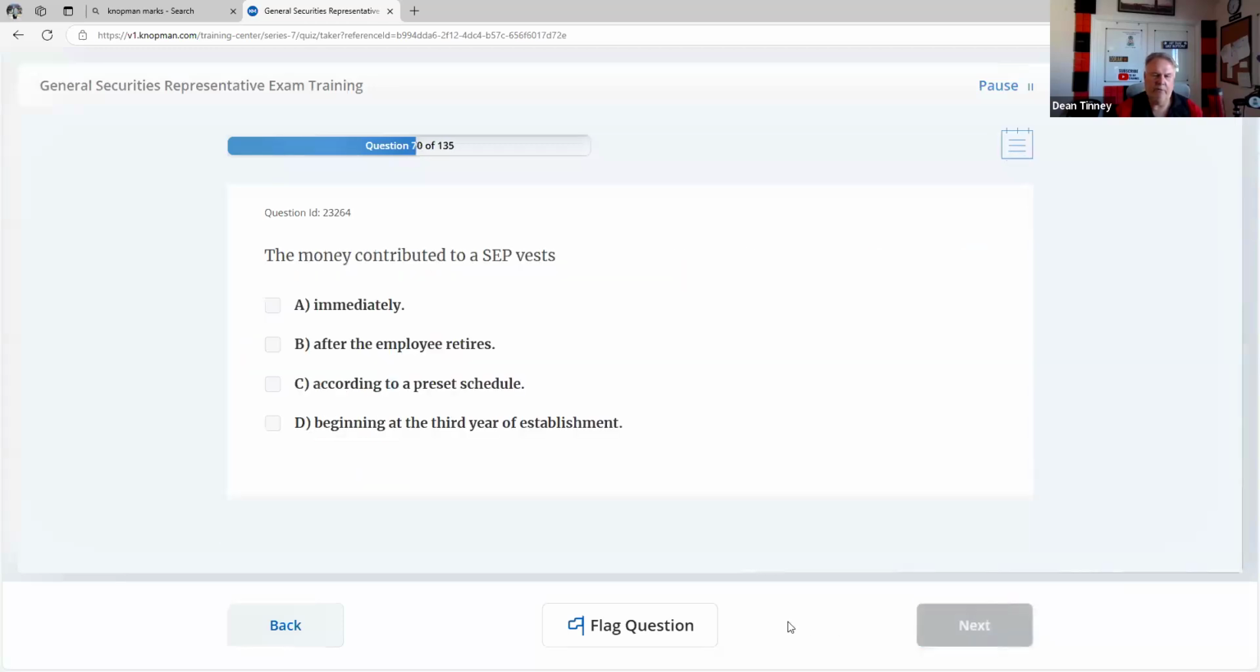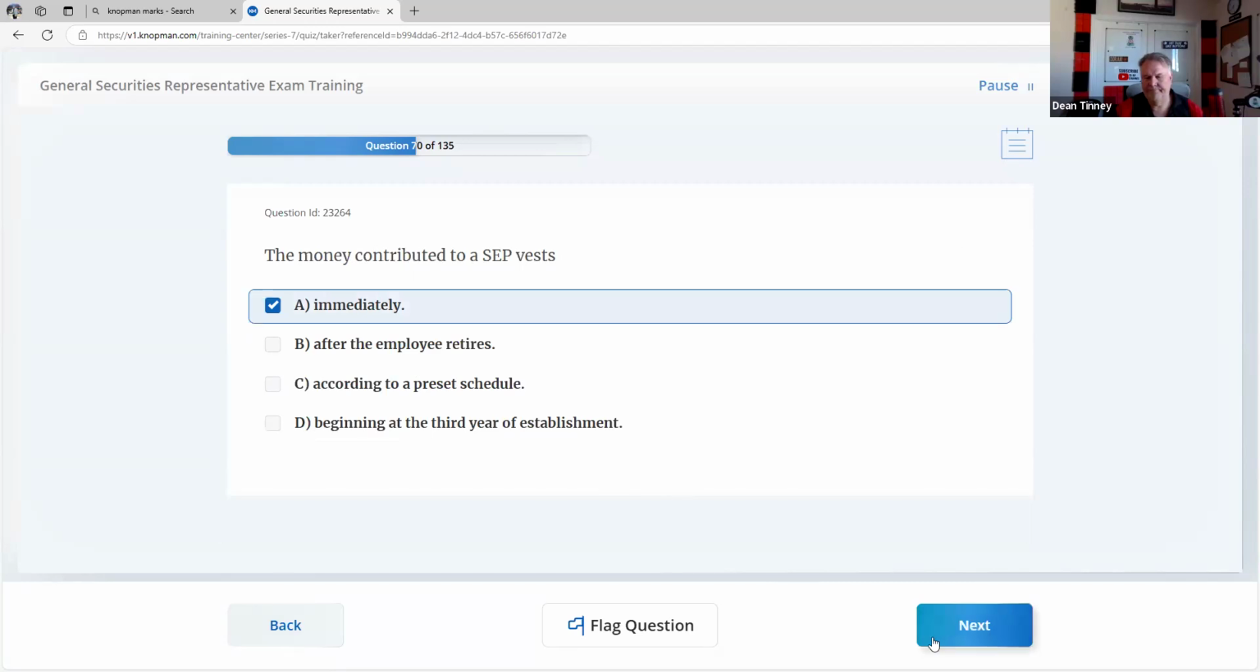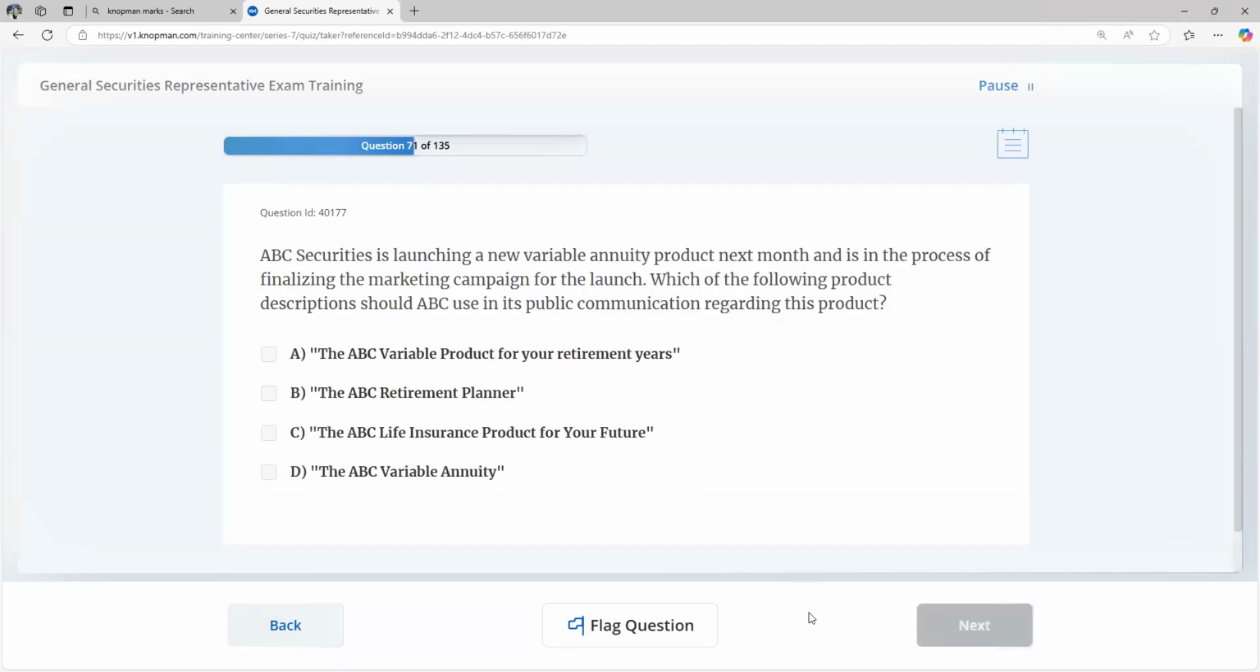The money contributed to a SEP vests... Doesn't that vest immediately? Yeah, that's how most of them are going to work, right? If I get it wrong, I get it wrong.